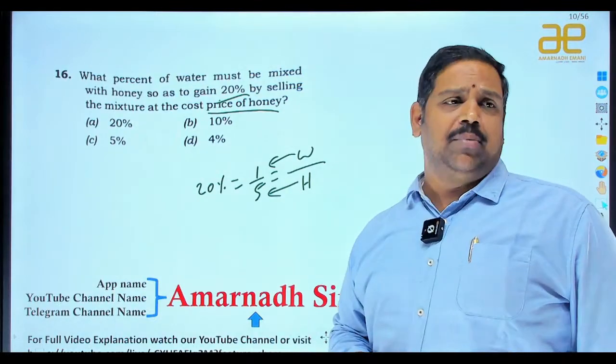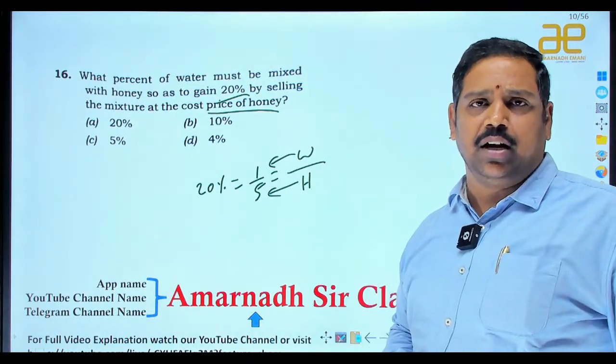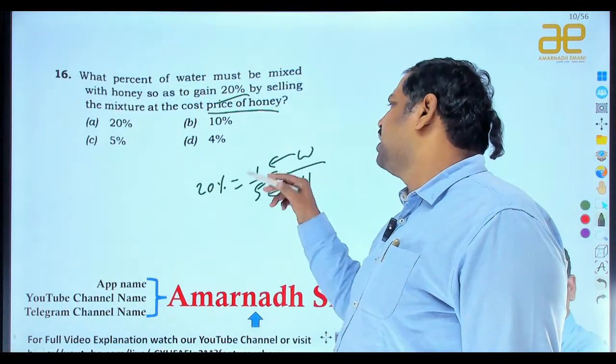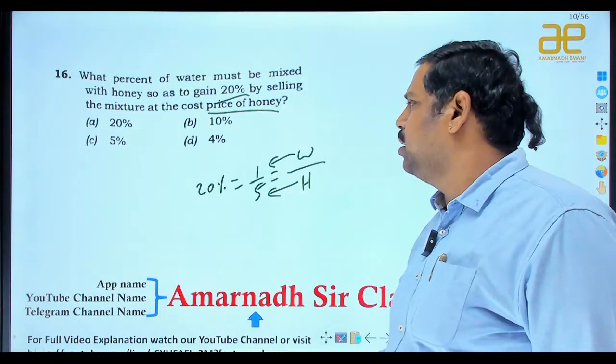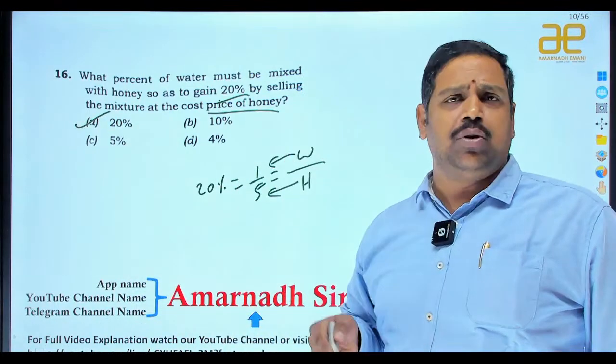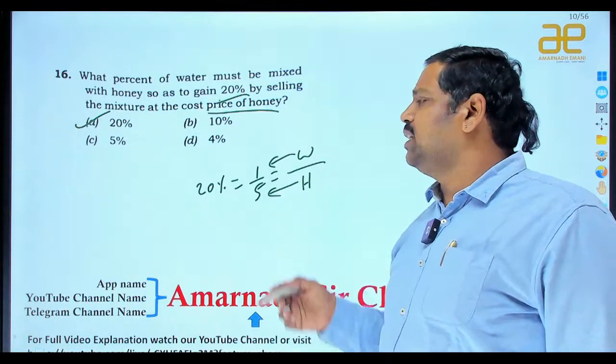Okay. Already in mixture and allegation, I have discussed this one clearly with you. Out of 5 parts, 1 part it is, right? Out of 5 parts, 1 part it is, right? Means we can say that it is 20% only. So whatever is the profit, that much only you have to add. So the answer is A.